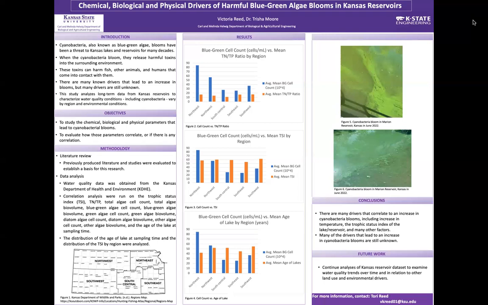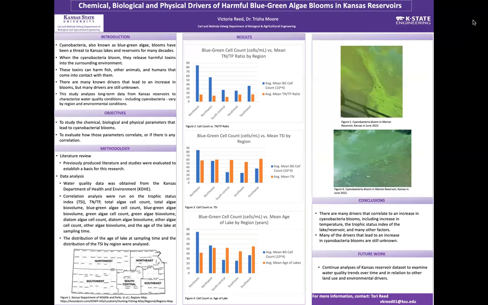Whenever running these tests, we did split up the data by region in Kansas. And so from figure 1, you can see the 5 different regions. We did this to be sure to account for the different environmental conditions that vary throughout the state of Kansas. In figure 2, you can see the blue-green cell count compared to the total nitrogen and total phosphorus ratio by region. In figure 3, you can see the blue-green cell count compared to the trophic status index of each region.